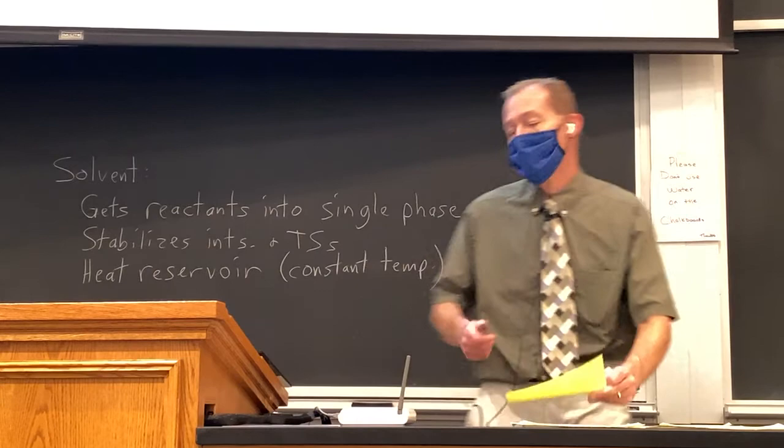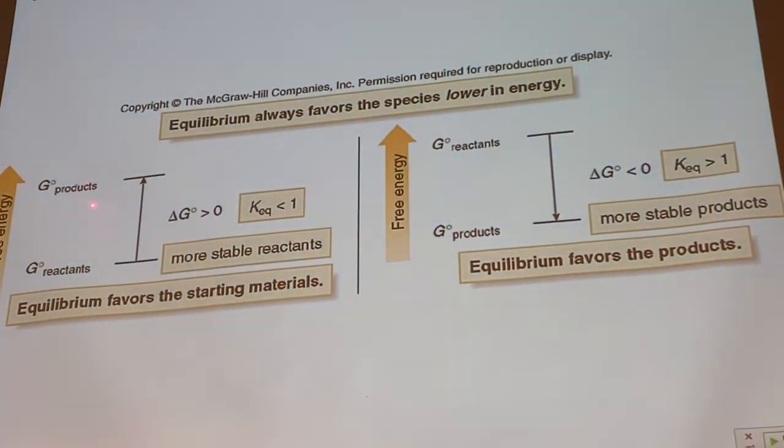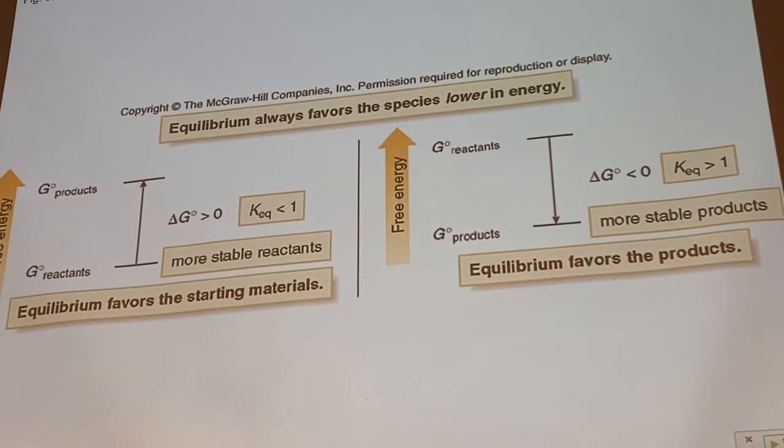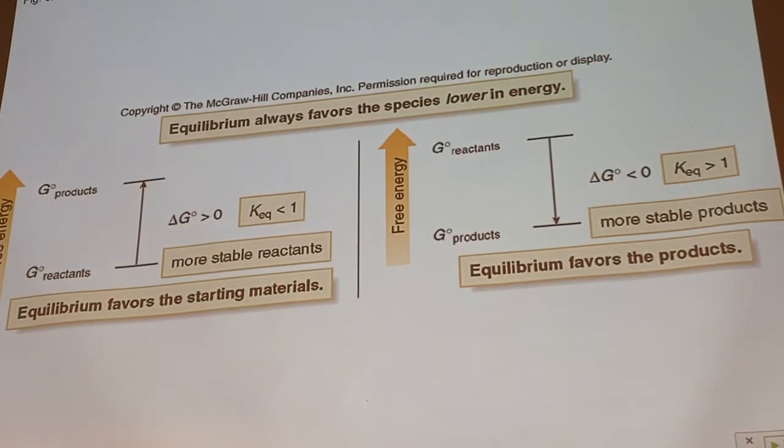And then this last table here, or graphic, just reminds us that if our products are higher in energy than our reactants, we have an unfavorable equilibrium favoring the starting materials and a KEQ less than 1. If our products are lower in energy, more stable than our reactants, delta G naught is negative, KEQ is greater than 1. So understanding the relationships between equilibrium constants and delta G values is important.